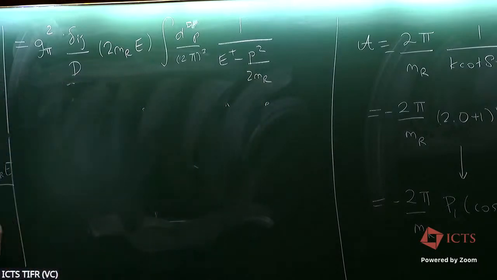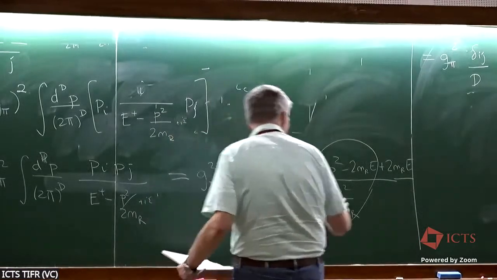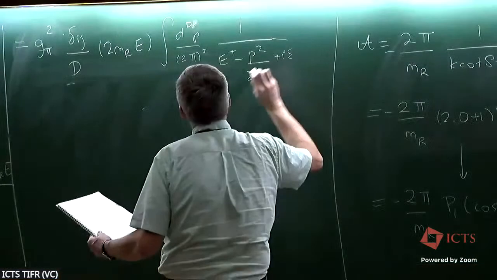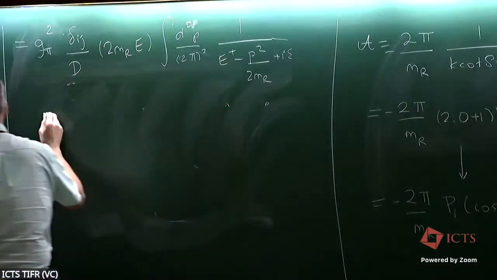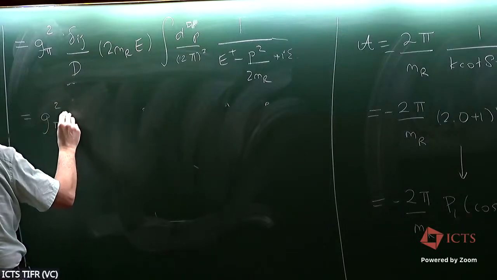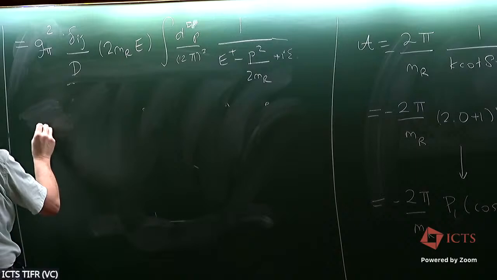So you get 2m_r times E times our favorite integral. I guess I should have put plus i epsilons here. Okay, so today, since Dr. Kaplan told you about PDS yesterday, I'm going to do this integral in PDS.